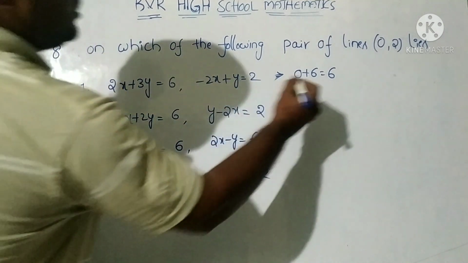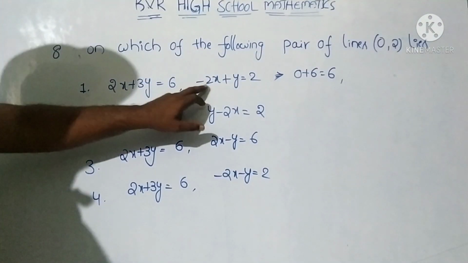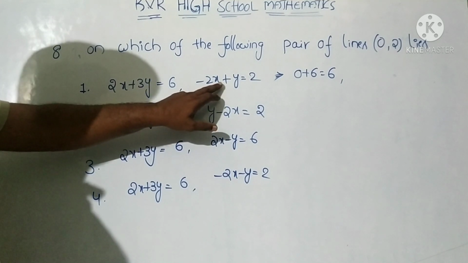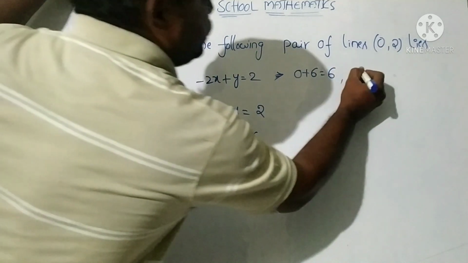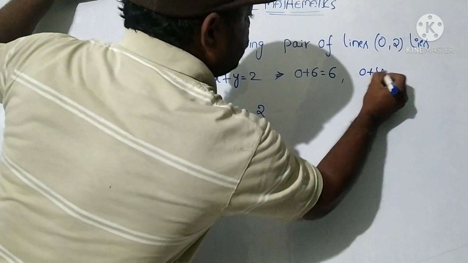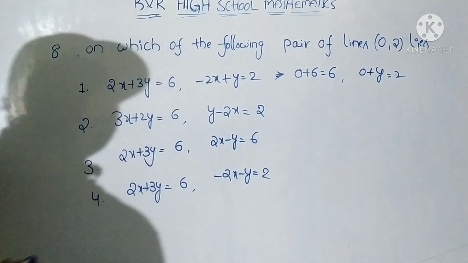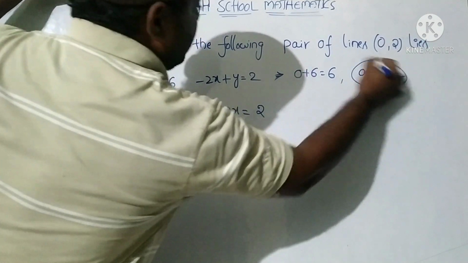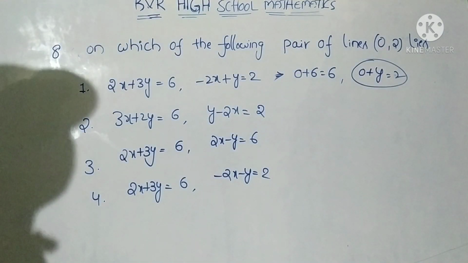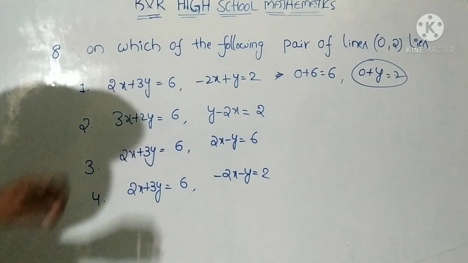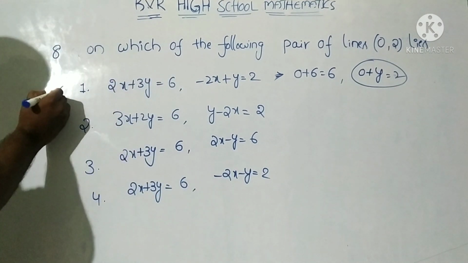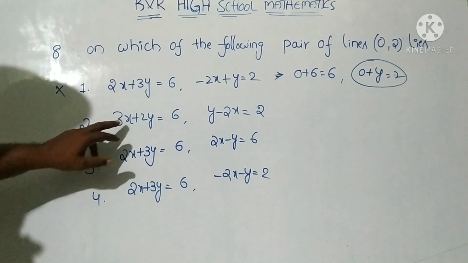Check the second equation also. The x coordinate is 0, so minus 2 into 0 is 0, plus y, and 0 plus y equals 2. So the second equation is not satisfied. 0, 2 does not lie on the second equation. So the first option is the wrong option. Next, check the second option.